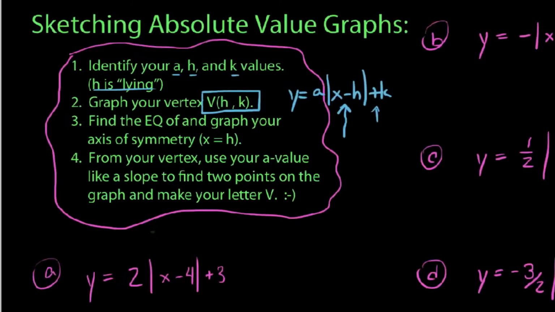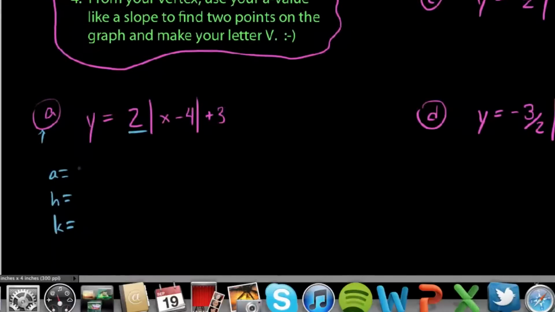So let's run through some. These are pretty straightforward. On letter A down here, let's start by identifying our a value, our h value, and our k value, and then discovering some things from there. In this case, a is the number out in front of the absolute value: 2, or 2 over 1. Now remember I said h is lying, so if this says minus 4, we're actually taking away a positive 4, so h is positive 4. And then k in this case is 3.